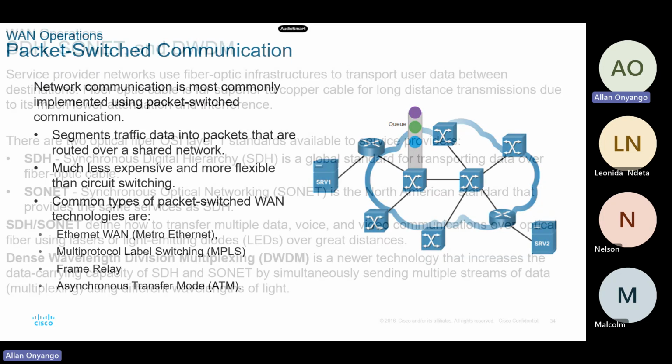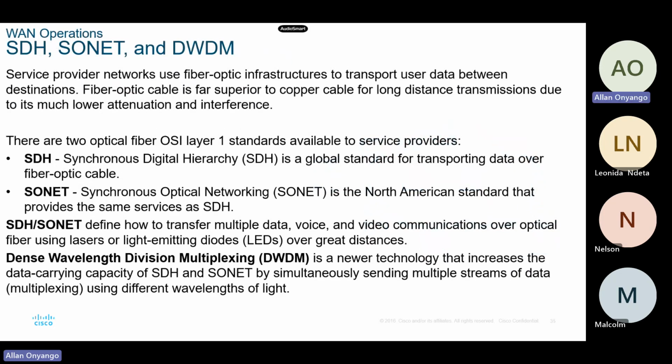having talked about the packet switch communications, in terms of the WAN operations, I want us to talk about these three protocols, which are majorly used for fiber optic service providers, okay? And so currently, most service providers implement fiber optic infrastructure because they need to transport their data for very long distances and within a very short time and at very high speeds, right? And that's why fiber optic is much superior to the copper medium.